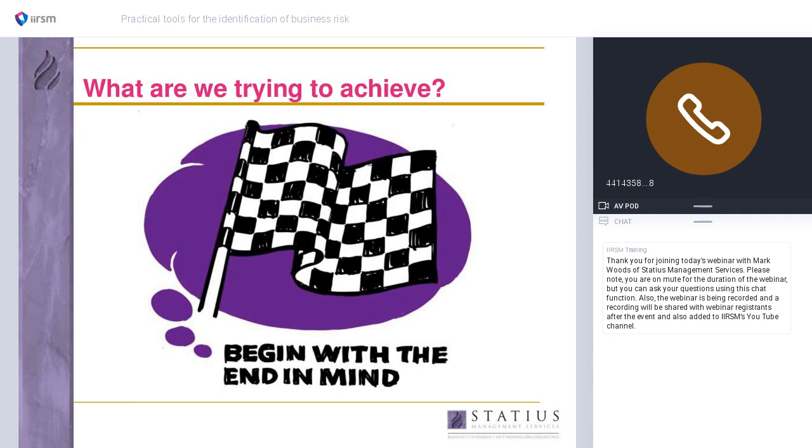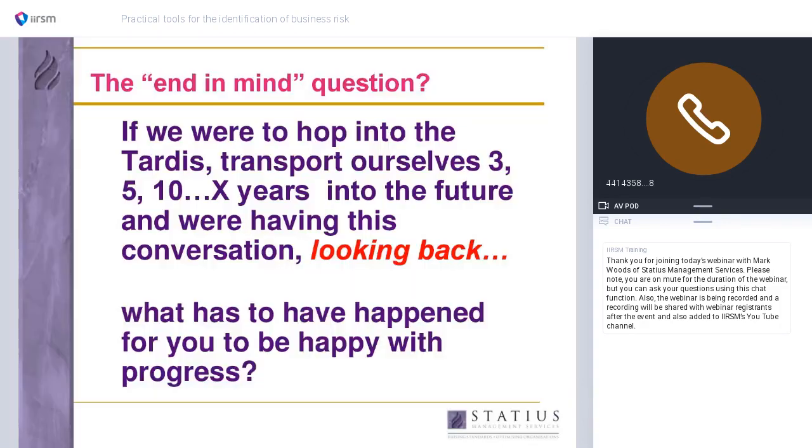The point is, if you do start with the end in mind, you can work back to see what you need to do for each period, be it year, quarter, month or week. So at this point, let's take a bit of a step back and think about what we call our end in mind question.